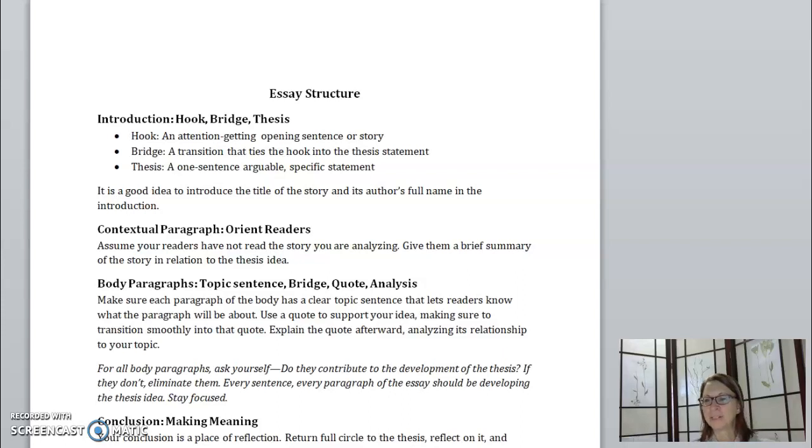Hi all, I wanted to talk to you about essay structure today. Let's start out with the introduction. We have the hook, bridge, thesis method.